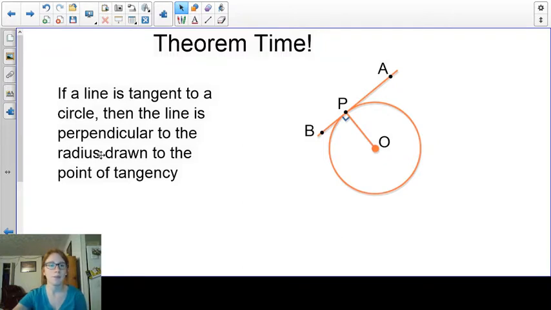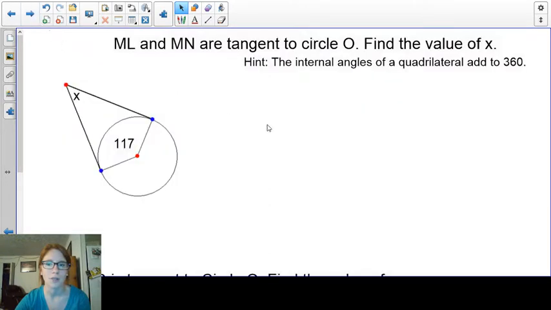Theorem time. If a line is tangent to a circle, then the line is perpendicular to the radius drawn to the point of tangency. So if it is tangent at point P, then I can draw a perpendicular line from point P to the center O, and that creates a right angle, which allows us to do stuff with degrees.